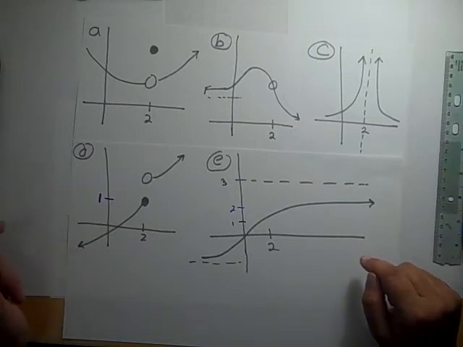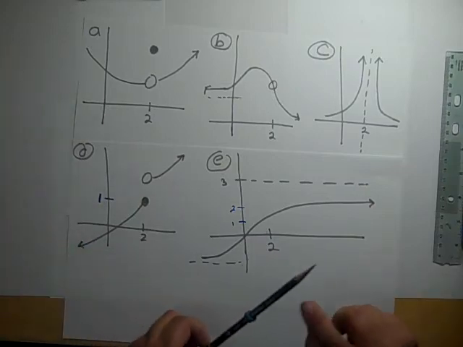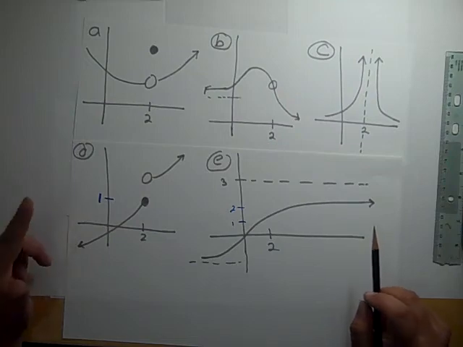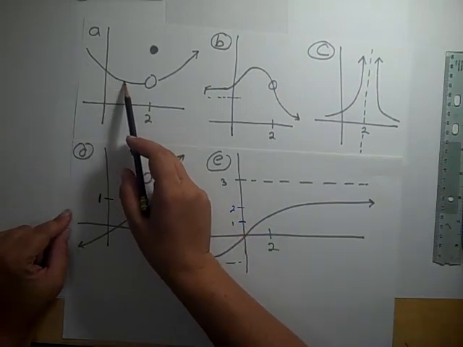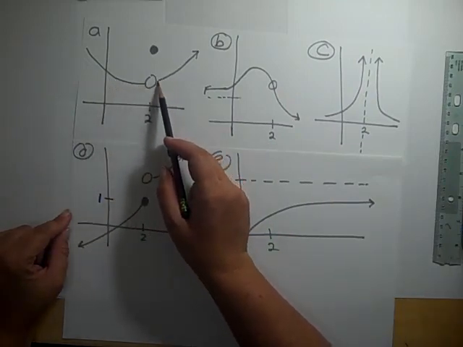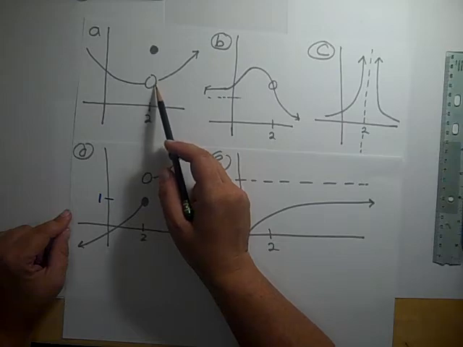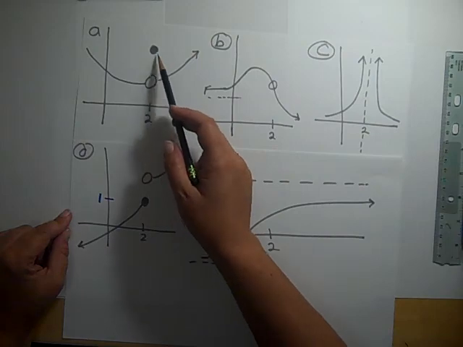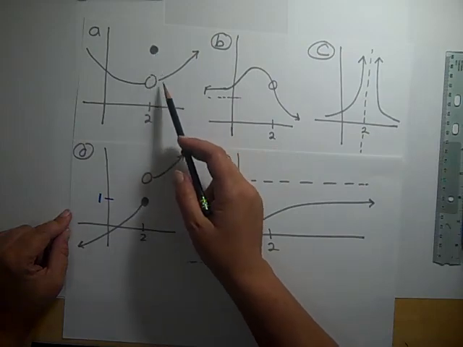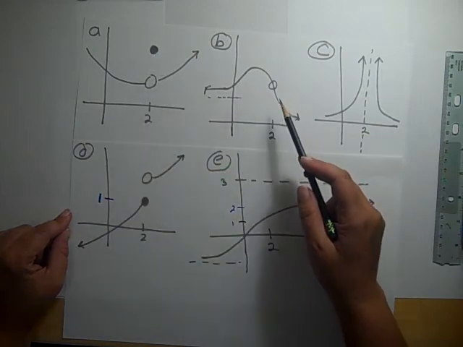Okay, number 4. Which graph or graphs are continuous at x equals 2? Remember, the informal definition of continuity is that you could do it without lifting your pencil, right? We're looking for a graph that isn't broken and does not have a hole in it at x equals 2. Well, there's a hole in it here. And the technical reason why this one is not continuous at 2 is that the limit and the function value do not agree.